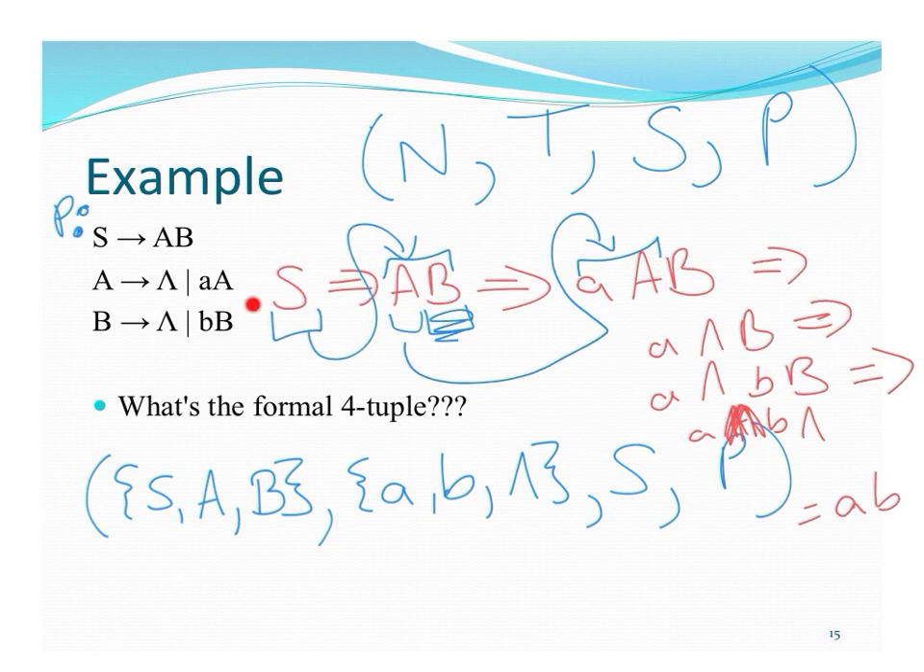So if you look at this grammar, you can see that it produces all strings that start with A's and then end with B's, zero or more A's followed by zero or more B's. So this grammar is actually a grammar for the regular language A star, B star.